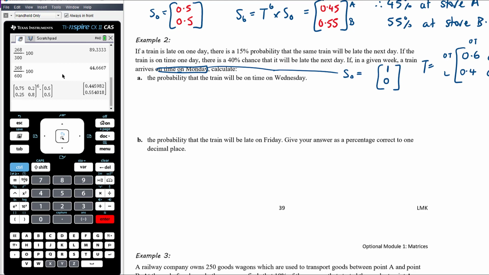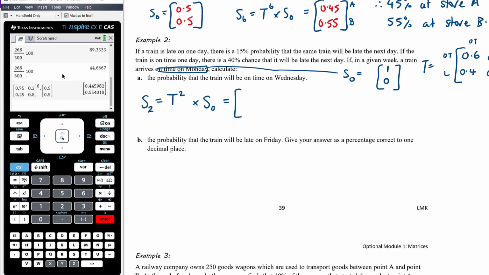We want to know the probability that the train will be on time on Wednesday. Okay, so S0 is Monday, so that would mean S1 is Tuesday and S2 is Wednesday. Doesn't really matter. We could call this S1 and then it would be 1 and 3. It doesn't really matter what we call them, okay? The point is how many transitions does it take to get from Monday to Wednesday. So if we call Monday S0, Wednesday is S2, it's 2 transitions. If we call Monday S1, Wednesday is S3, it's still 2 transitions. So it's still the same calculation, okay?